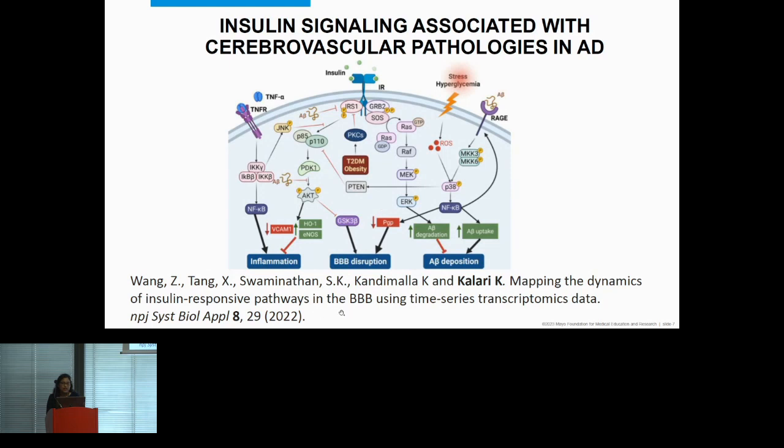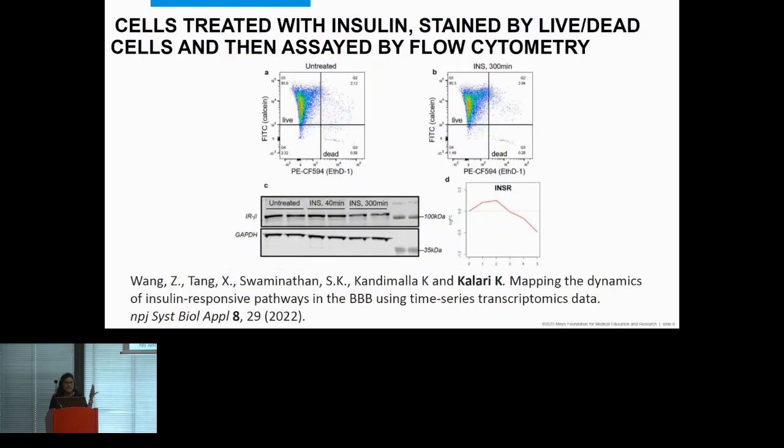So we and several others have published this. But as I said, we only had a single snapshot of BBB omics data. We still wanted to understand the insulin dynamics happening at the blood-brain barrier level. So the first experiment we did was a flow cytometry experiment.